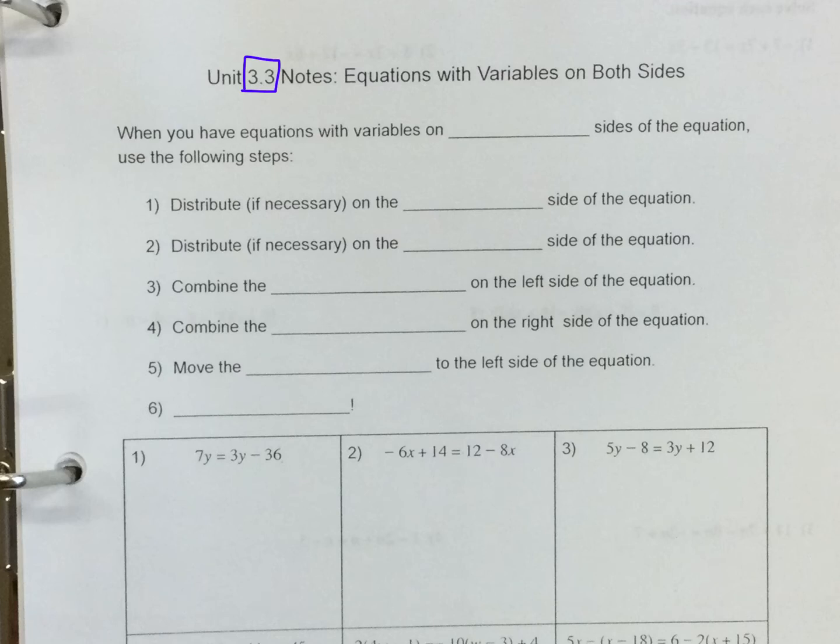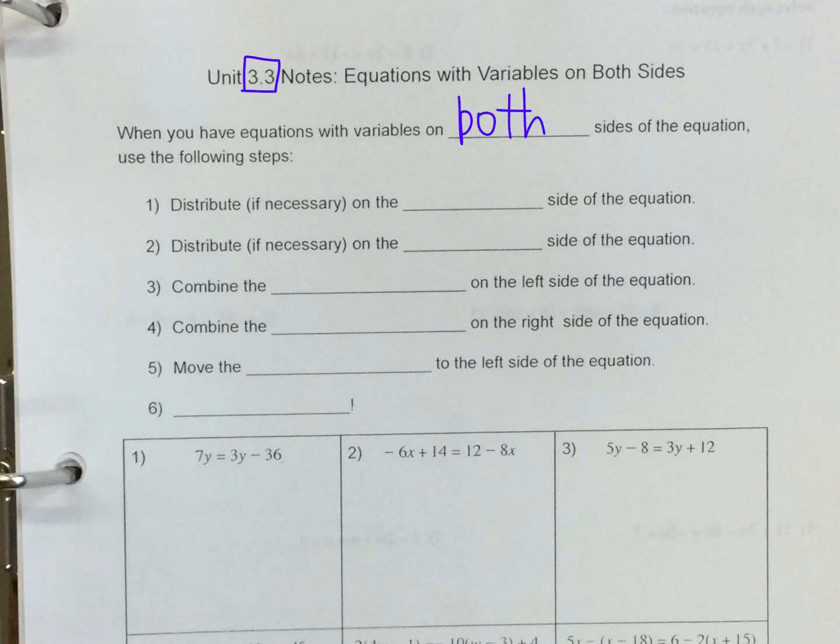These are your 3.3 notes. These are equations with variables on both sides. So when you have variables, those are letters like your x's or your y's, on both sides of the equation, there's some steps you go through.